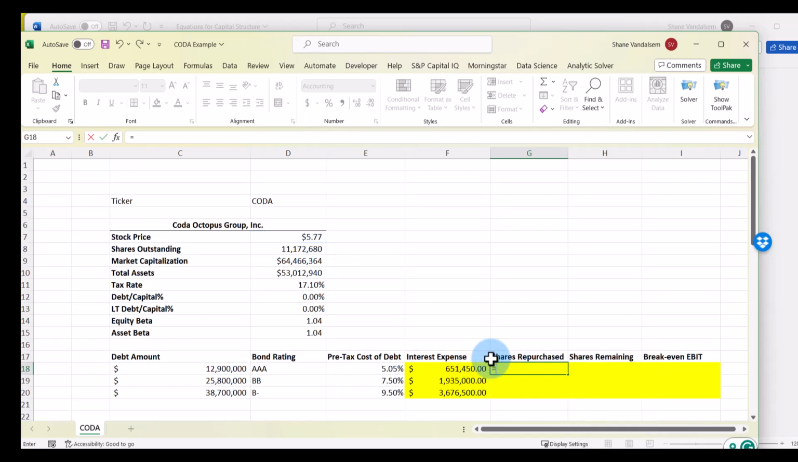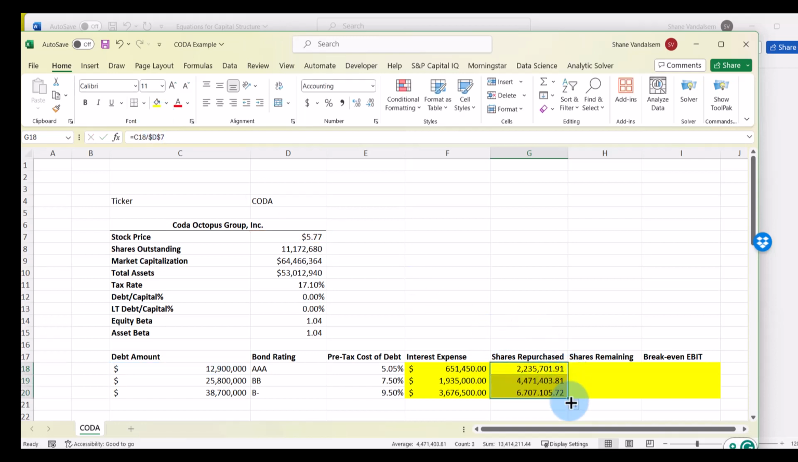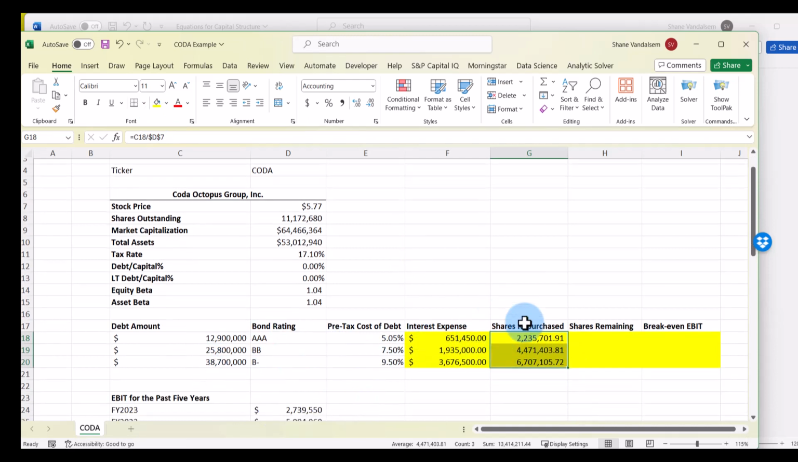Do that again. The amount of debt, I'll put in the right sign there, divided by the stock price. And we're going to lock that stock price into place by placing a dollar sign in front of the D and the 7. And I can drag that down now. So as we take on more and more debt, we're able to repurchase more and more shares.